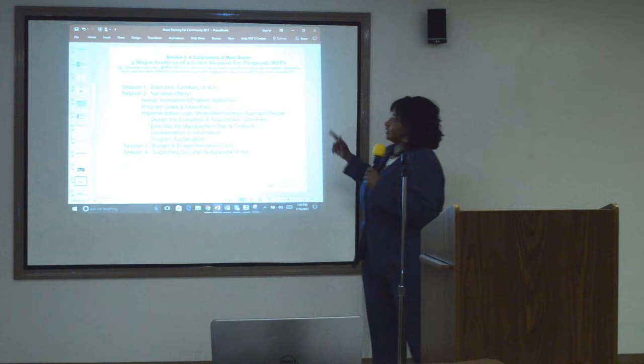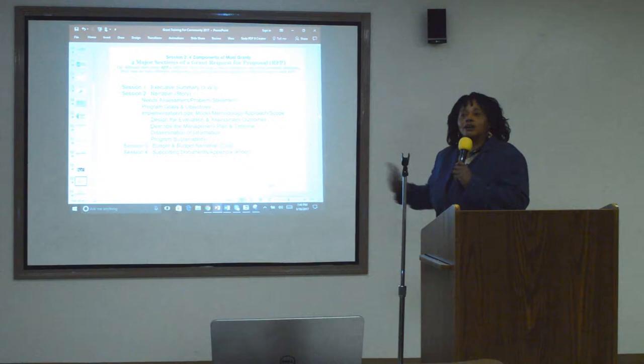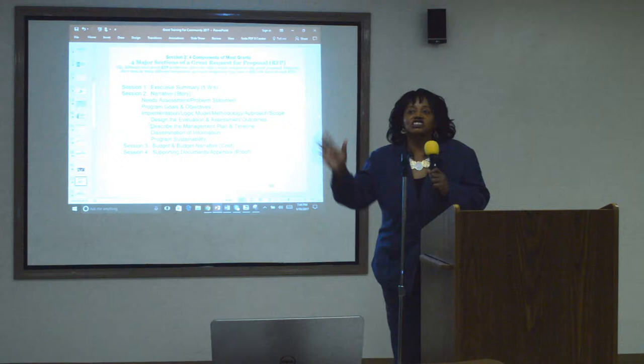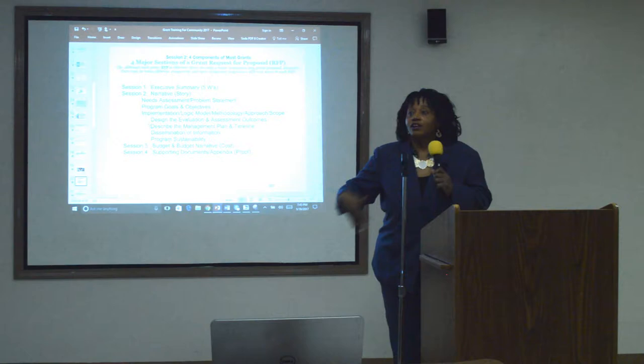So some grants are going to say they want an implementation plan. Some grants are going to say they want a logic model. Some are going to say they want a methodology. Some are going to say they want an approach. Some are going to say they want a scope. Some are going to say they want a scope of work. It's the same thing, just different wording. So don't let any grant scare you. When you get through, you will be able to write any federal, state, foundation, or corporate grant, if you take this to heart, seriously.